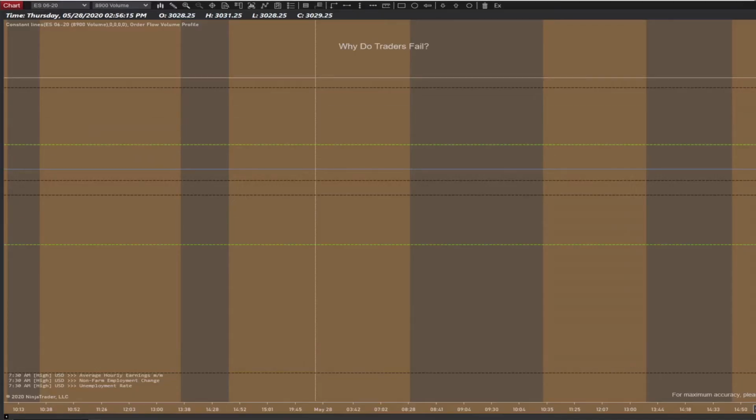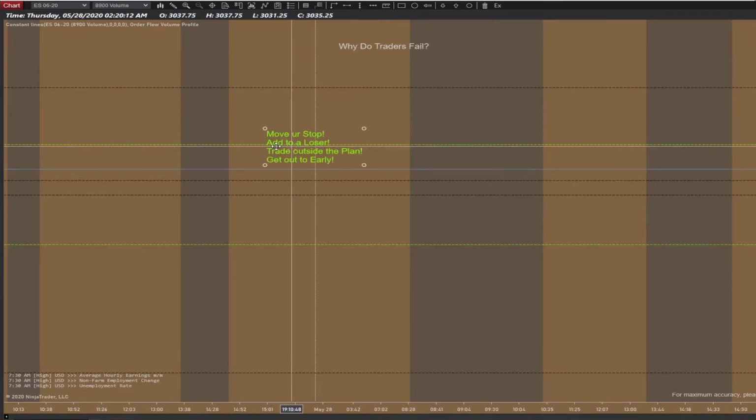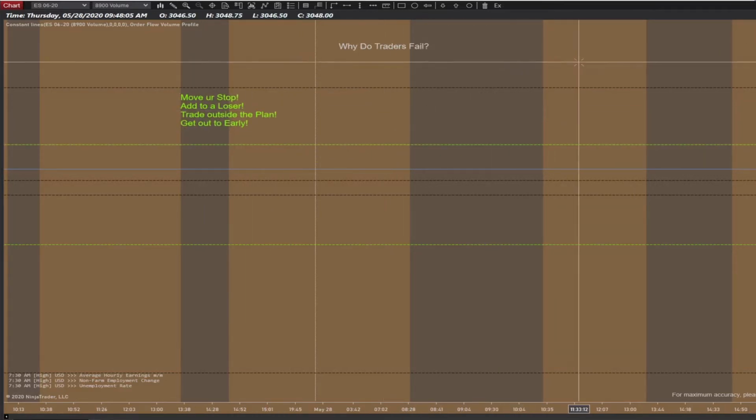So what is it that causes traders to fail? We have a list that was provided to us by Paul Tudor Jones. We see that he had on his wall they would add to a loser. Moving your stop, trading outside of the plan, getting out too early or too late, all are issues that can cause problems as we're trying to be successful as a trader.